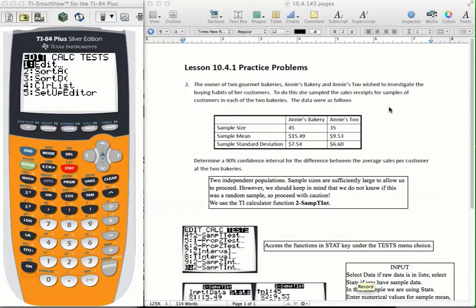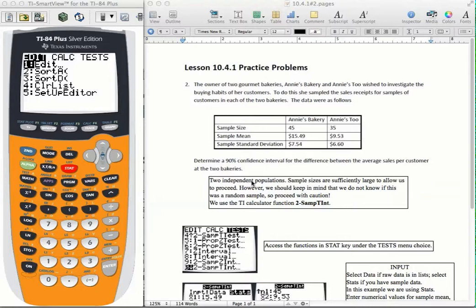We'll practice using the TI calculator to construct a confidence interval for two population sample means. The owner of two gourmet bakeries, Annie's Bakery and Annie's 2, wished to investigate the buying habits of her customers. To do this, she sampled the sales receipts for samples of customers in each of the two bakeries. The data were as follows, and we have the sample sizes, the sample means, and the sample standard deviations. So we're going to determine a 90% confidence interval for the difference between the average sales per customer at the two bakeries.